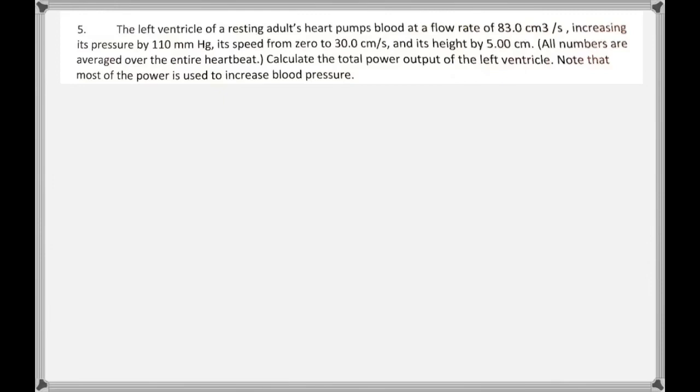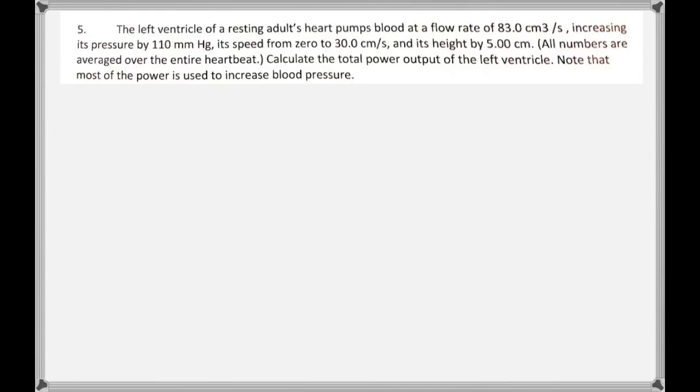Now we've got to take this question a little bit slower because it says the left ventricle of a resting adult's heart pumps blood at a flow rate, that is Q, of 83 centimeter cube per second, and increases its pressure by 110 millimeters of mercury, its speed from 0 to 30 centimeter per second, and its height by 5 centimeter.